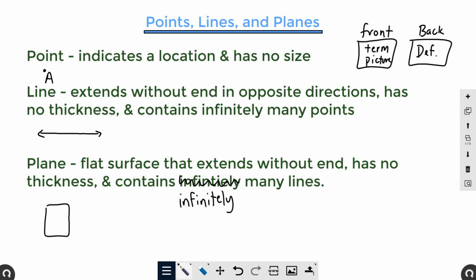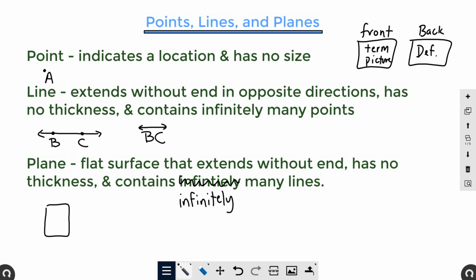When you name lines, you typically use two letters that are on that line. And it doesn't matter where the two letters are. So we could call this line BC. And when you name it later, you will put BC with a line over top of it. That way you know what you're talking about.